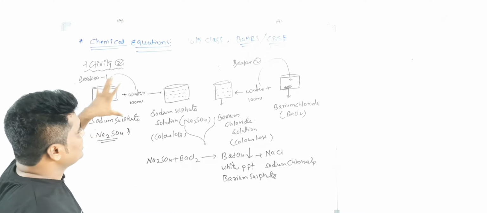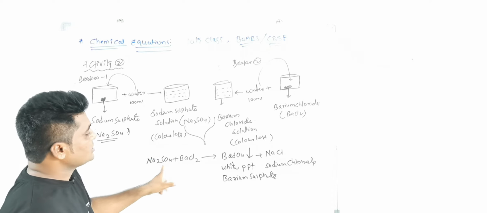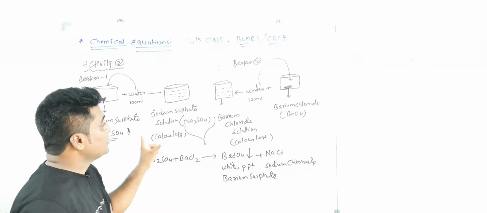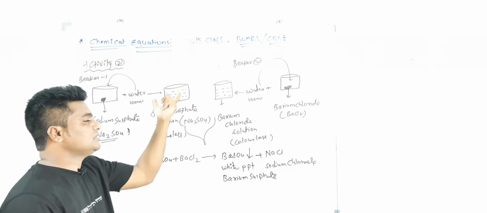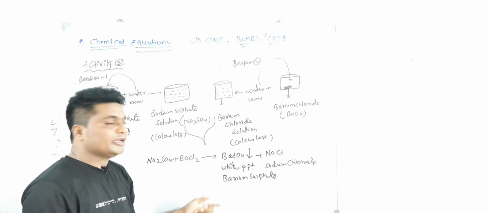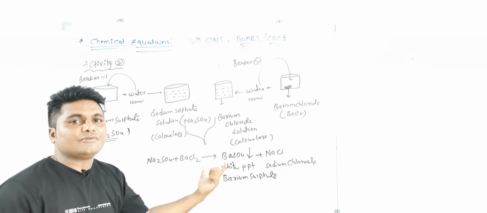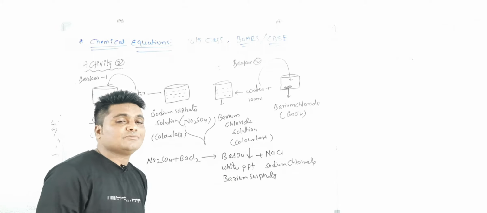By this activity we can conclude that a chemical reaction has taken place. Why? Because a white precipitate is formed. Both are colorless solutions, but when you mix them you get a white precipitate. It means some chemical reaction has taken place. That's why we got the white precipitate, that is the barium sulfate.